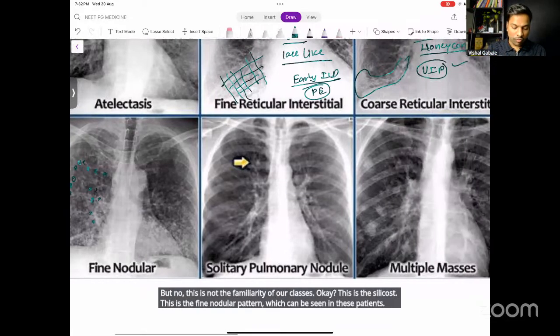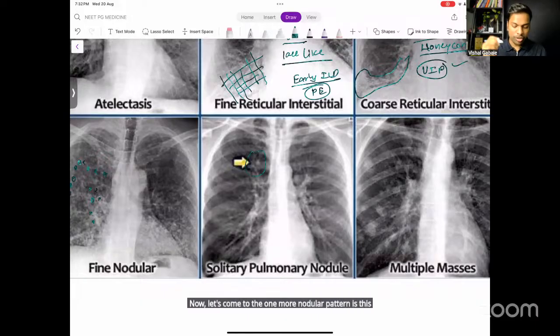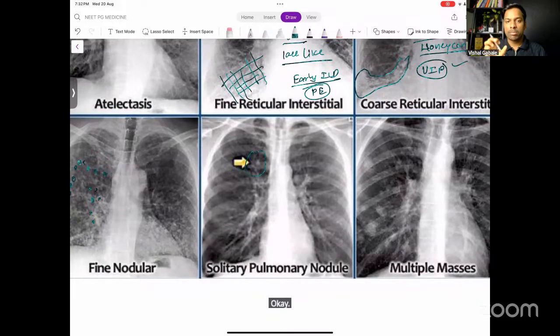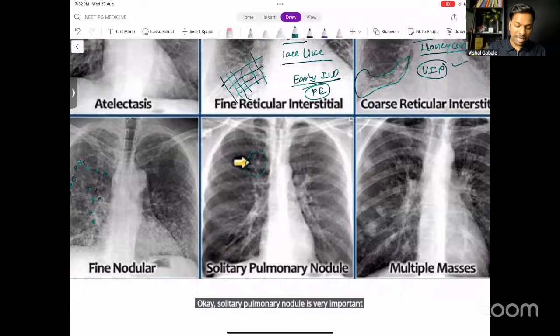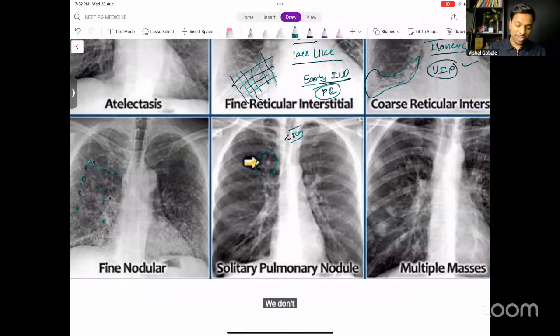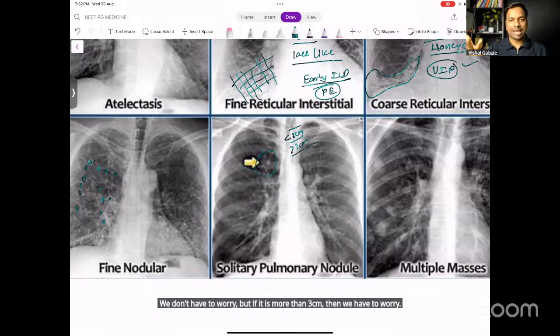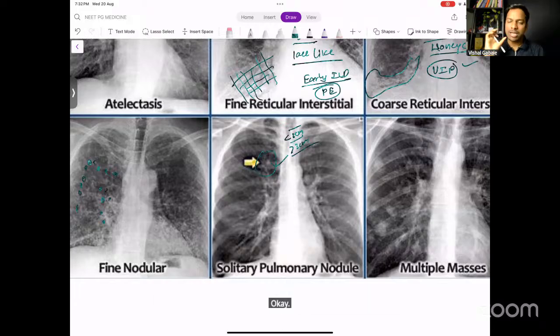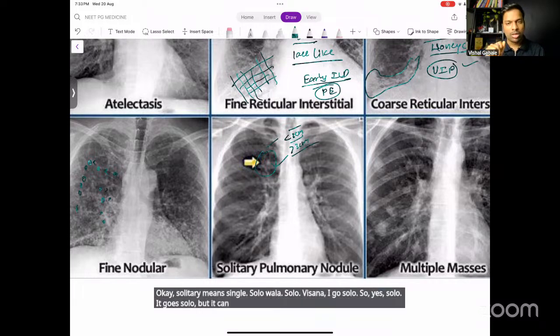Now let's come to one more nodular pattern. This is the solitary nodule. Okay, the solitary pulmonary nodule is very important. If it is less than 3 centimeters, we don't have to worry. But if it is more than 3 centimeters, then we have to worry. Okay, then usually a PET scan is done. So we also have to measure the size of the solitary pulmonary nodule. Solitary means single, solo. We say, I go solo. So yes, it goes solo, but it can be cancer also if the size is more than 3 centimeters. I hope you are understanding.